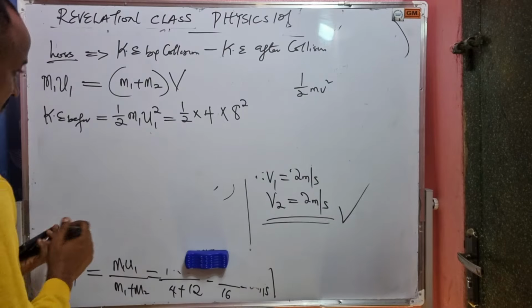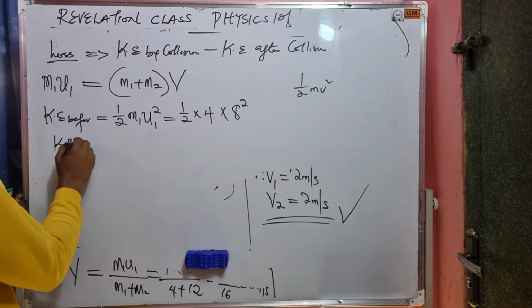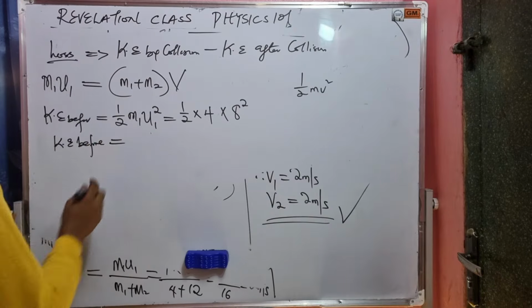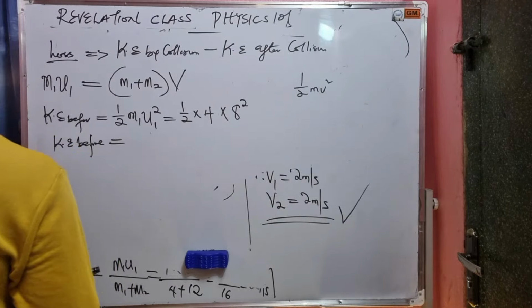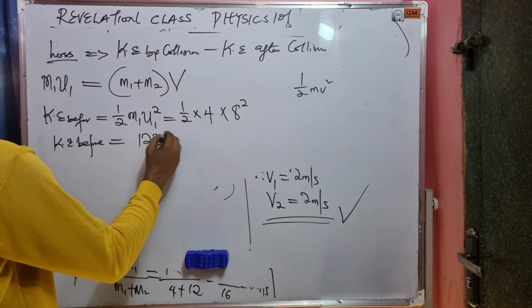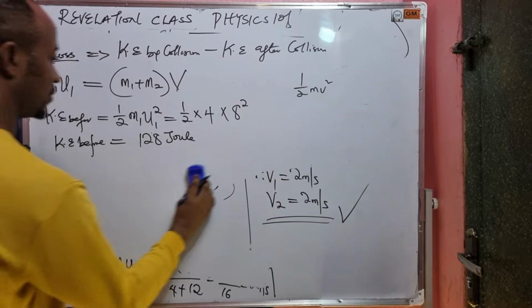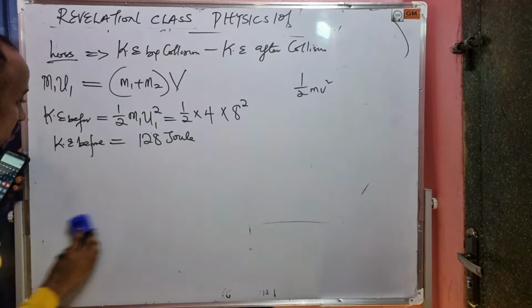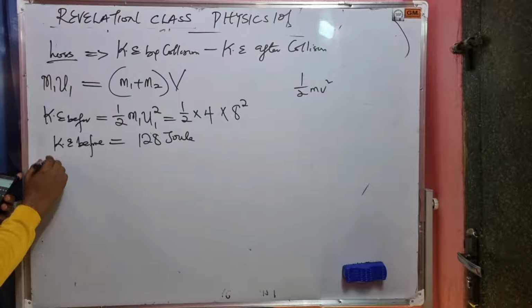So KE before becomes 64 times 4 divided by 2, to give us 128. Our KE before collision is 128 joules. Now the next step is to find KE after collision.